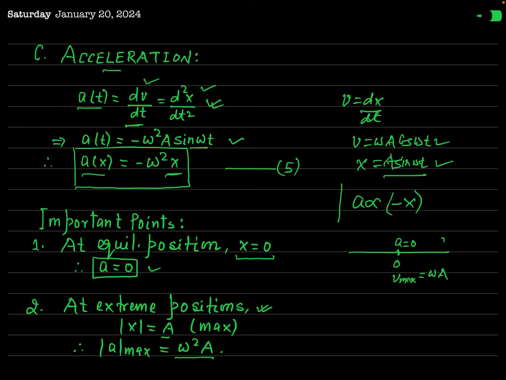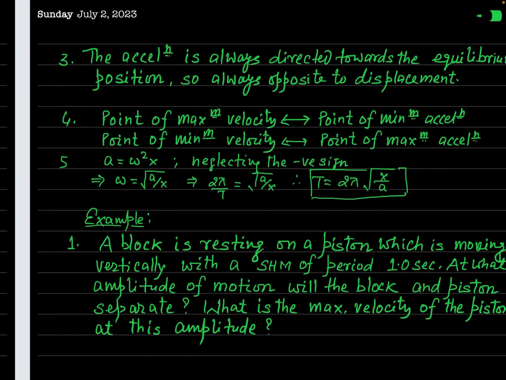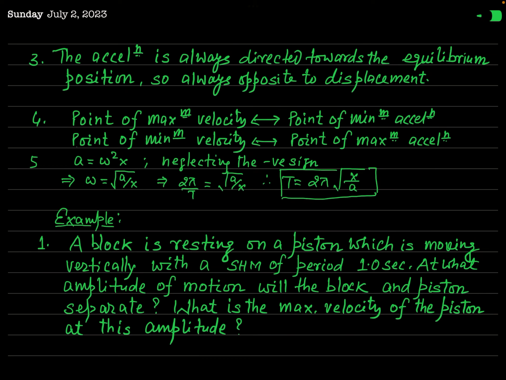A is maximum, this is a max, and a max is equal to omega square A. But you have seen just now that at the extreme position, velocity of the particle is 0. So in case of simple harmonic motion, the point of maximum velocity corresponds to the point of minimum velocity. It means the point where velocity is maximum, acceleration will be 0, and the point where velocity is 0, acceleration will be maximum. Okay, this is a very important fact regarding simple harmonic motion.